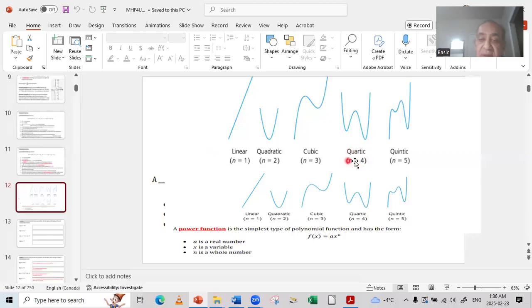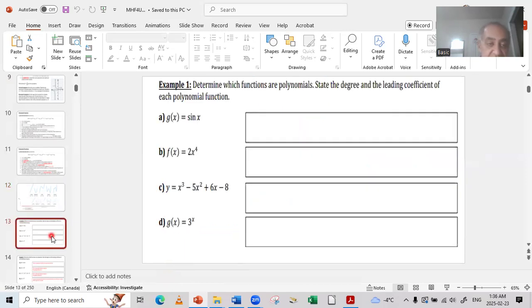Quartic, when the power is 4. And quintic, when the power is 5, and so on. And we said also, if you remember yesterday, we said that this one as an example, which one is a polynomial? A polynomial is any function where x has a power, right? X has a power 1, 2, 3, 4, 5, 6, or whatever.